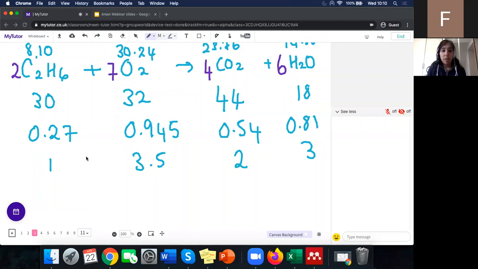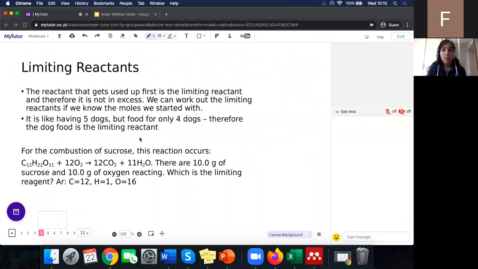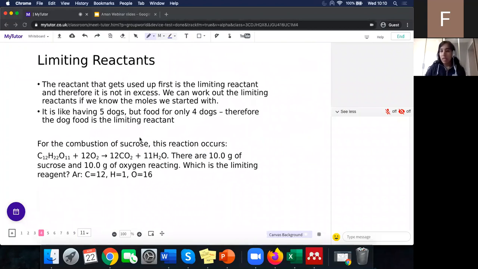Okay. So now that we've done that, we're moving on to limiting reactants. So the reactant that gets used up first is the limiting reactant, and therefore it's not in excess. So we can work out the limiting reactants if we know the moles that we started with. So just as an example, if we've got 5 dogs that we need to feed, but we've only got food for 4 dogs, the limiting reactant would be the dog food. And that's because we don't have enough dog food. So effectively, that means that we would only have enough food for 4 dogs. So we can only feed 4 dogs. It's the same in a reaction.